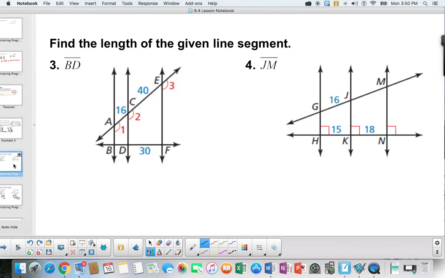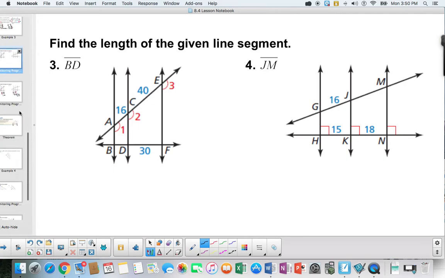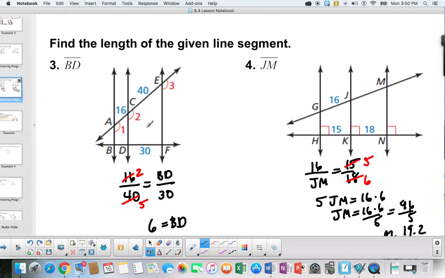Your turn. Go ahead and find these lengths. Stop the screencast. Now here are the answers.